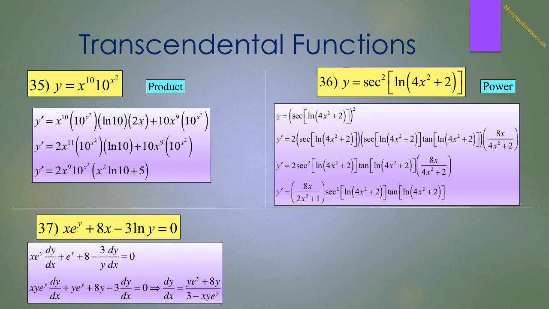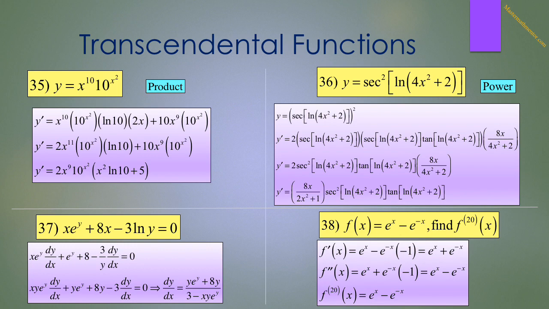Multiplying everything by y, we get xy e to the y dy dx plus y e to the y plus 8y minus 3 dy dx equals 0. And we're left with dy dx is equal to y e to the y plus 8y over 3 minus xy e to the y.